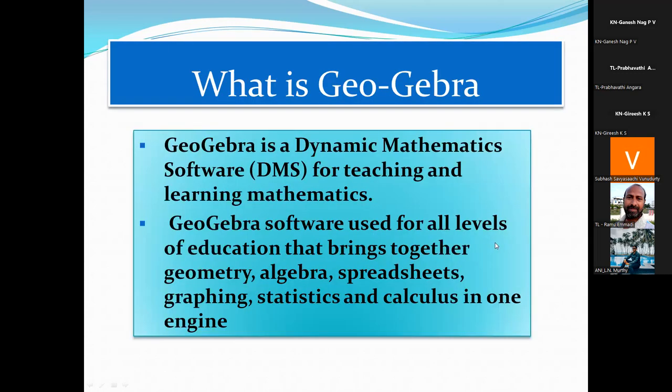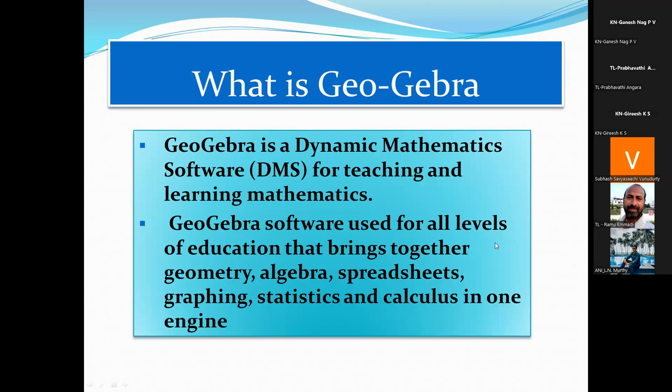Okay, so today I'm going to tell you about the software for teaching and learning mathematics, which is used in all the levels of education. You can use this software for primary level, secondary level, and higher secondary level. So what is GeoGebra? Basically, GeoGebra is a dynamic mathematics software. This is used for teaching and learning mathematics.